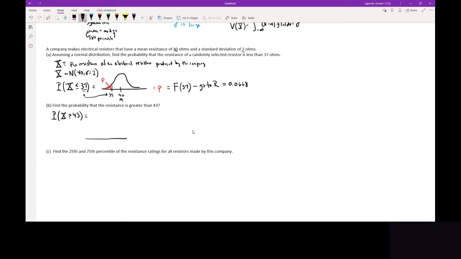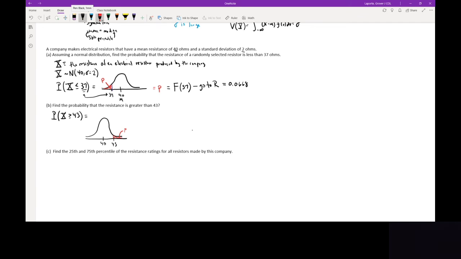I wanted to talk about symmetry, and I also wanted to show you how to find one that is on the other side. So I've got my little bell curve here. I'm going to put my 40. I'm going to put my 43 here. Now, again, pictures aren't exact, but what I'm looking for is red. So I'm looking for this probability.